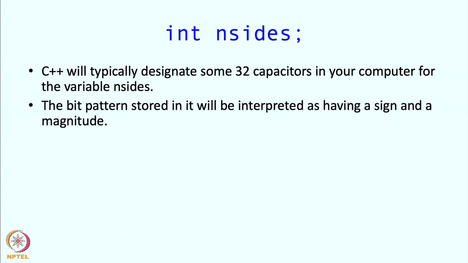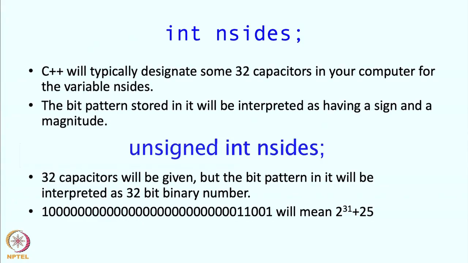Say the first charge, the first 1 or 0, will decide whether the number is negative or positive, and the rest of it will decide what the magnitude is. That is how the representation works. You get some 32 capacitors, and depending upon how you decided once and for all how the numbers are going to be stored, the pattern of bits stored in those capacitors will be interpreted according to the convention you fixed.